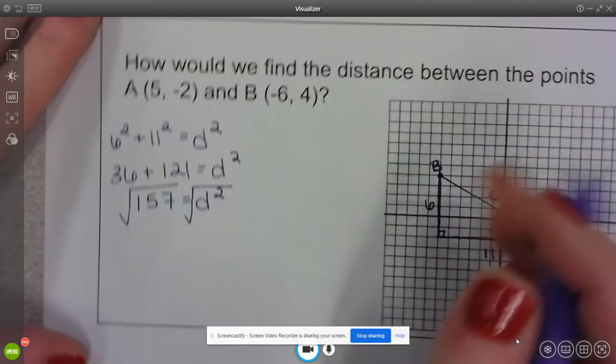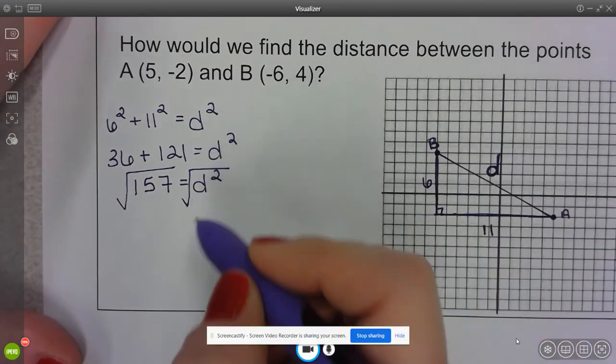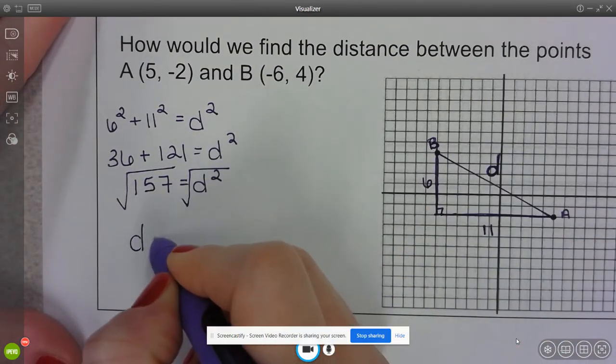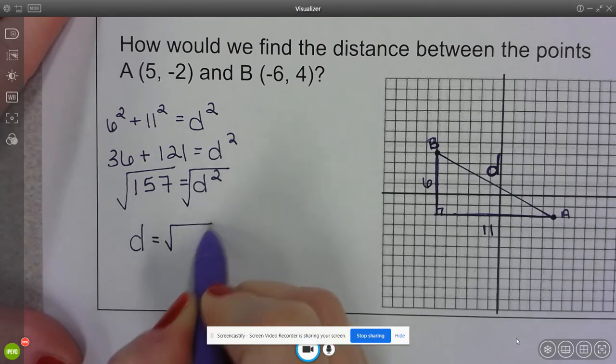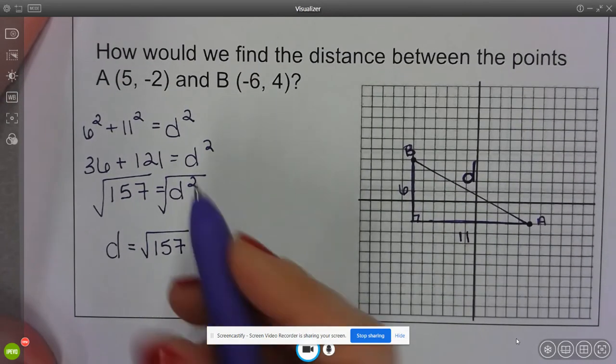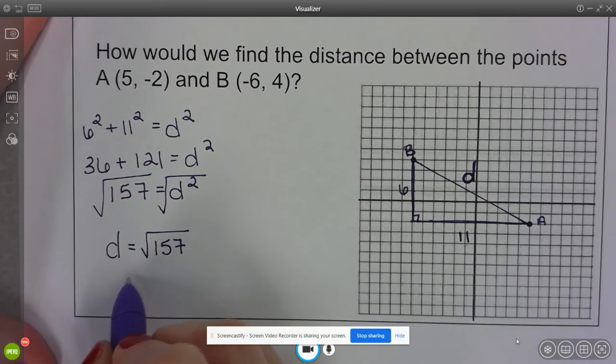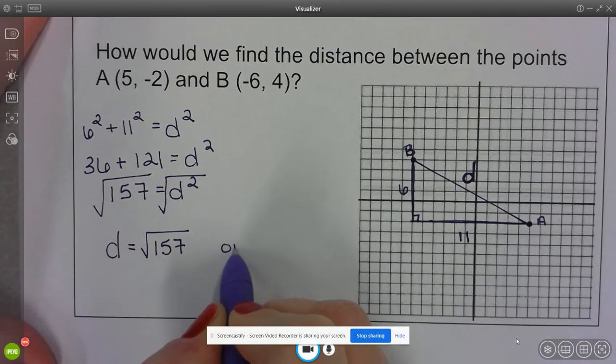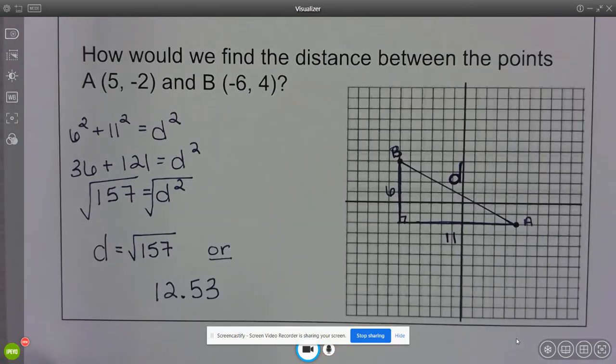So you have 2 options here. If it's a multiple choice question, you could see it as the square root of 157. Or if it's a rounded decimal answer, you could also see 12.53 if we're doing 2 decimal places.